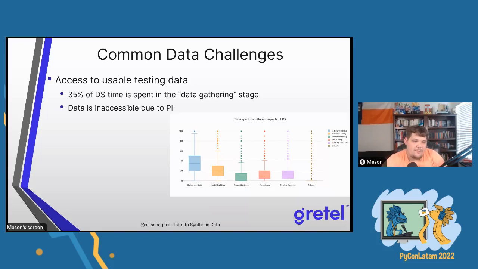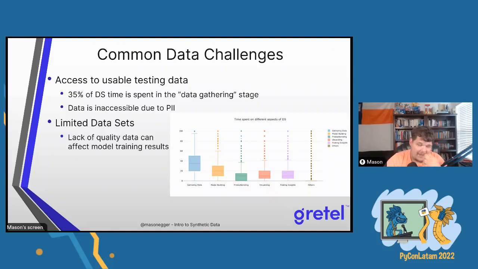And so you're unable to access this usable data, and it's usually inaccessible due to PII. So having access to data is a real challenge. You have the other challenge that we saw, which was limited data sets. Lack of quality data can affect the model training results. If you don't have enough of this data, how can you train your model on it? How can you do anything with it? So not having enough of it really does limit you and affects your results. It could even be prohibitively expensive or even impossible to collect more of this data. So you're kind of stuck here, not really knowing what to do with it.